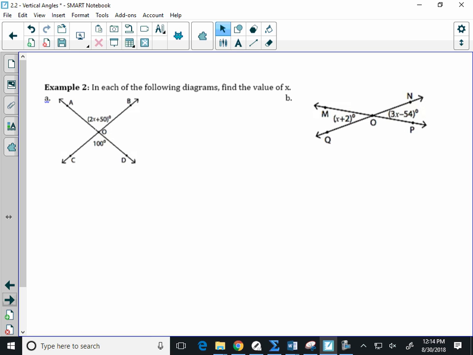If you flip it over, we can apply this concept to help us find values of x, to help us solve problems. So these are the following diagrams. Find the value of x. Okay. Well, if we look at this diagram, and I'm handing the cards out.